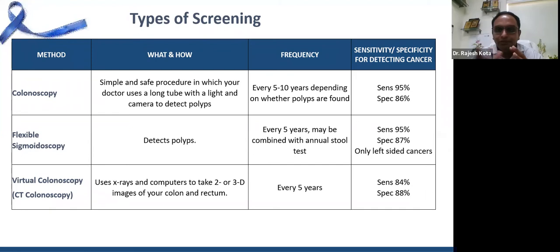So these are the few most commonly used screening techniques. Again, not all people require screening at an early age, but if you have a family history of colon or rectal cancers, do consult your family physician, have an appointment with the gastroenterologist, tell your history, family history, any signs or symptoms, and if appropriate, they'll do a colonoscopy.